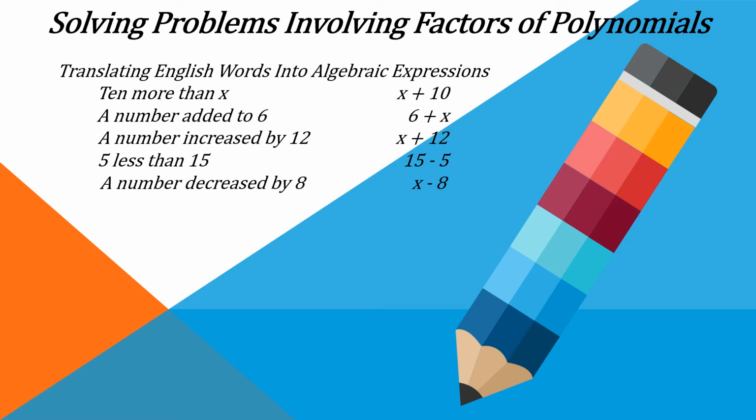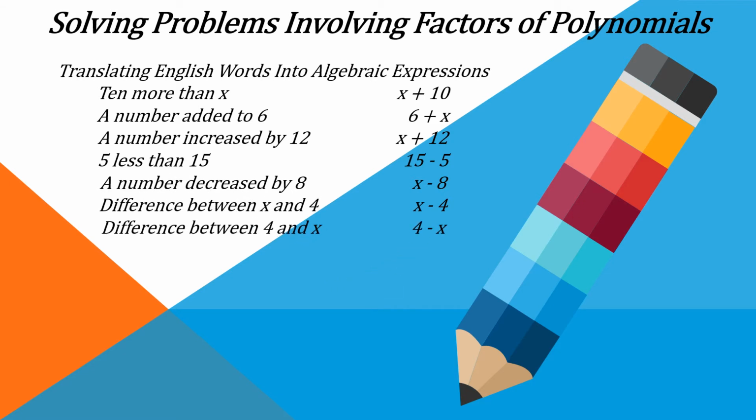A number decreased by 8 is also subtraction. A number, which is x, decreased by 8 is x minus 8. Difference between x and 4: of course, this is subtraction. x minus 4, because the word difference is the result of subtraction. Difference between 4 and x is also subtraction: 4 minus x.